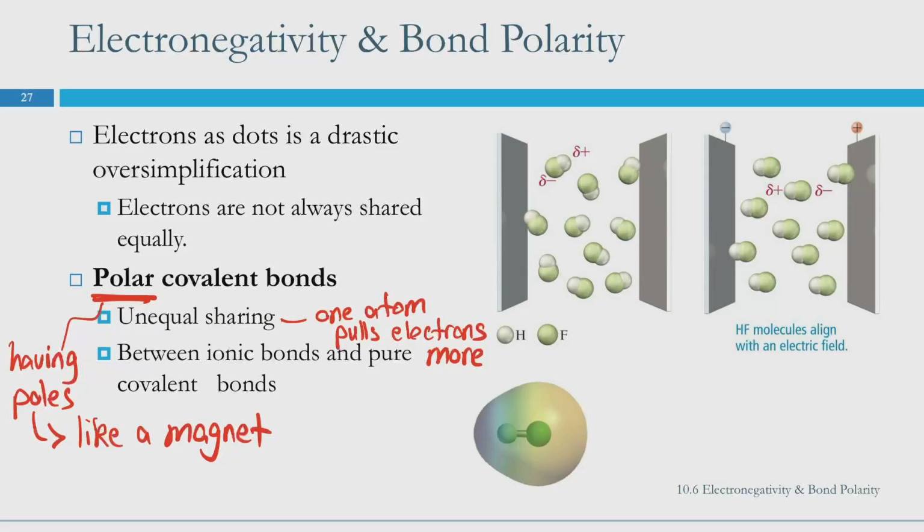That results in a slight negative charge around that thing, whatever it is. In our example here, it's fluorine. Fluorine's a notorious electron hog. So it's pulling the electron density closer to itself. It has a slightly more electronegative environment around it. Hydrogen, because it's losing some of that electron density, becomes slightly positive.